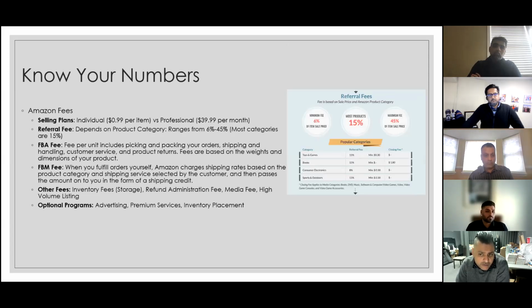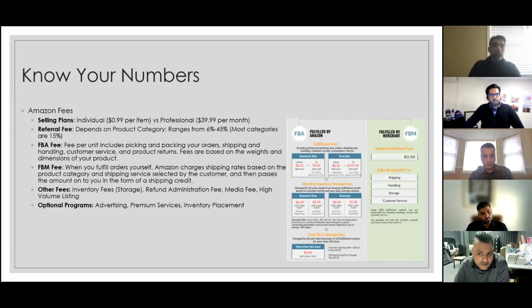Then you have Amazon referral fees. Depending on the product, this ranges anywhere from 4 to 65%, but most of the categories are within the range of 15%. Then you have the FBA fee. This fee is per unit, which includes picking, packing, shipping and handling, customer service, and product returns. Now, all of this is handled by Amazon. There are other fees to note as well: inventory fees, refund fees, media fees, and high volume listing fees.